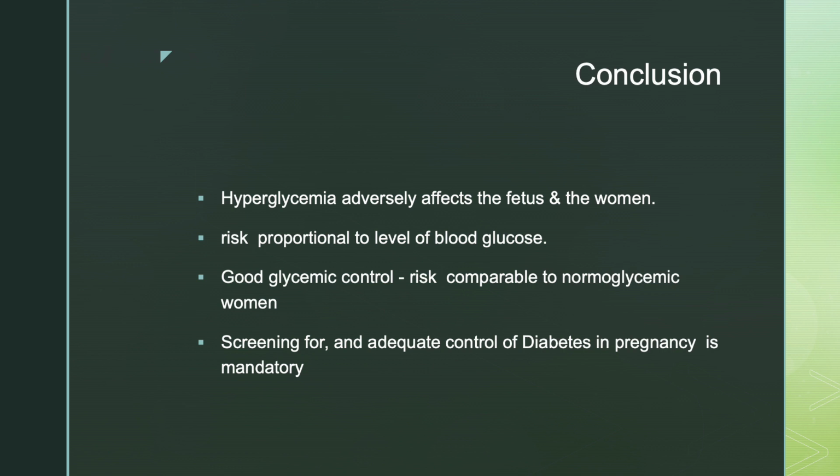To conclude, hyperglycemia adversely affects the fetus and the woman. The risk of complication is proportional to the level of blood glucose. Good glycemic control will bring down the risk to almost that of women with normal glycemia. Hence, screening for and adequate control of diabetes in pregnancy is mandatory.